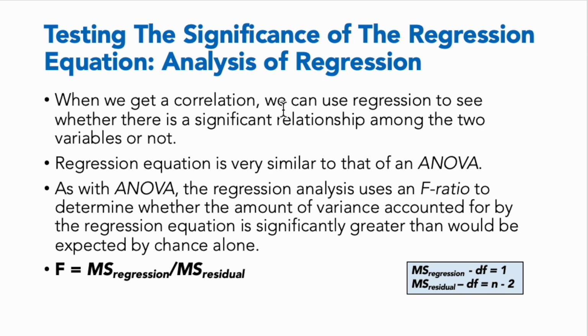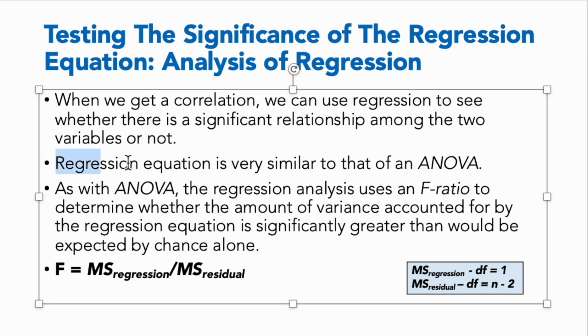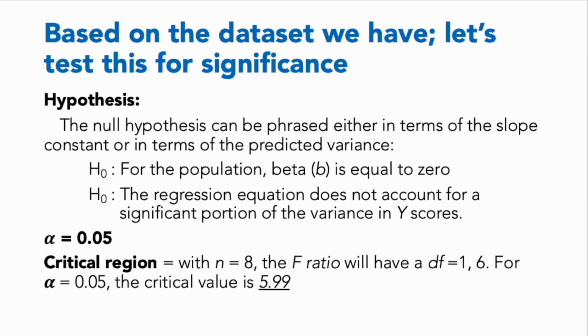So when we get a correlation, we can use regression to see whether there's a significant relationship among the variables or not. So regression equation is very similar to the ANOVA. So F equals MS regression divided by MS residual is our equation. MS regression has a degrees of freedom of 1 and MS residual has a degrees of freedom that is n minus 2. So in this case that is 8 minus 2. So the answer is 6.